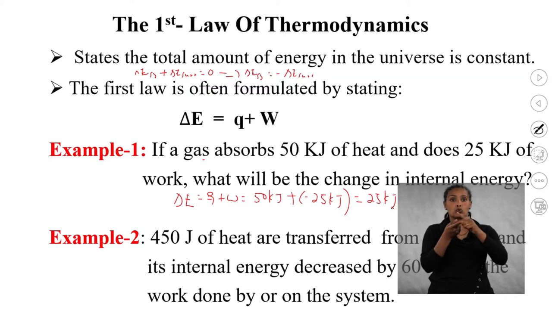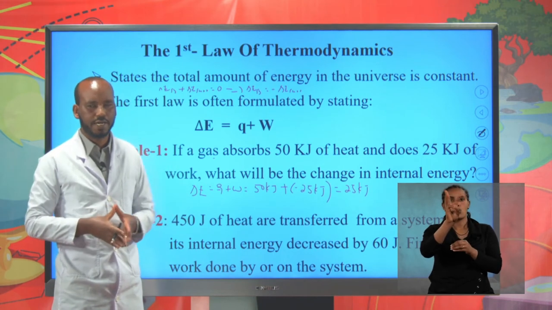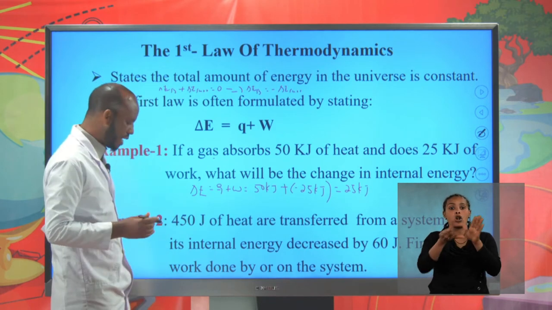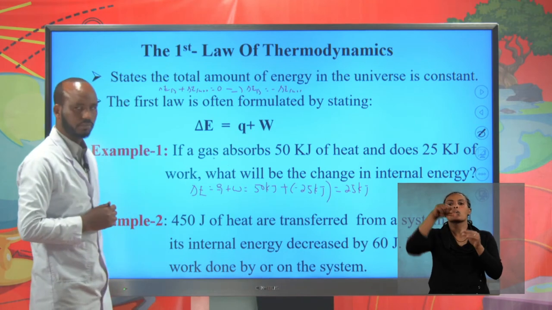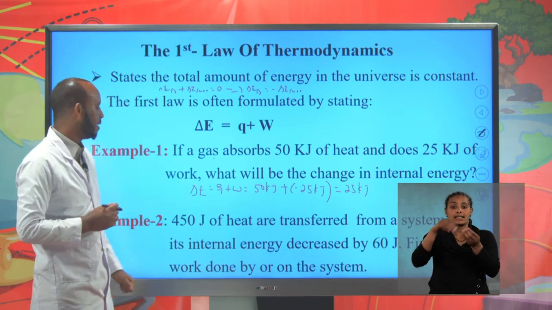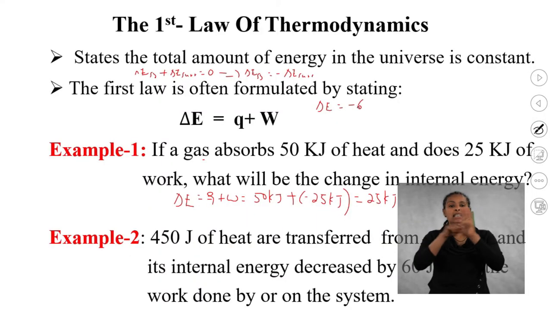Example 2. 450 joules of heat are transferred from a system and its internal energy decreases by 60 joules. Find the work done by or on the system. You are asked to calculate W, the work done by or on the system. From the first law of thermodynamics, we have delta E equals Q plus W. The internal energy of this system decreased by 60 joules. Delta E, the change in internal energy, is minus 60 joules.